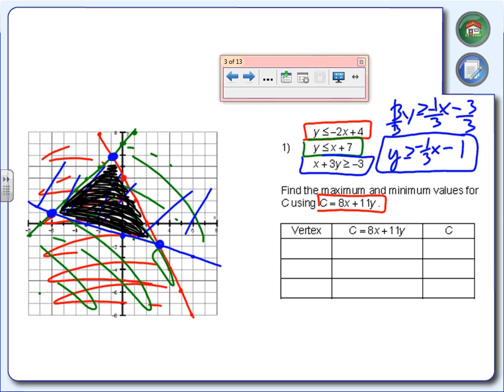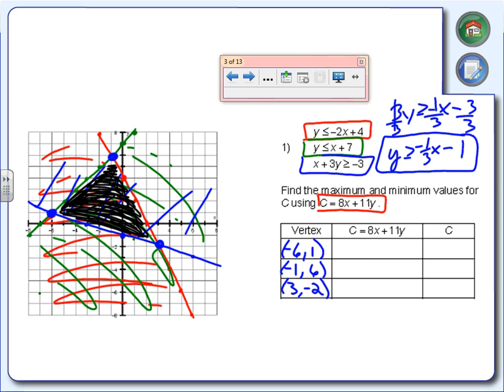So let's start with this one over here at the far left. What is this ordered pair right here? Negative 6, 1. So write that down. Negative 6, 1. That's one of the vertices. Let's come up to this one up here at the top. What is that vertex? Negative 1, positive 6. And we got one more. That's this one over here in the corner. What is that? 3, negative 2. So those are the 3 vertices.